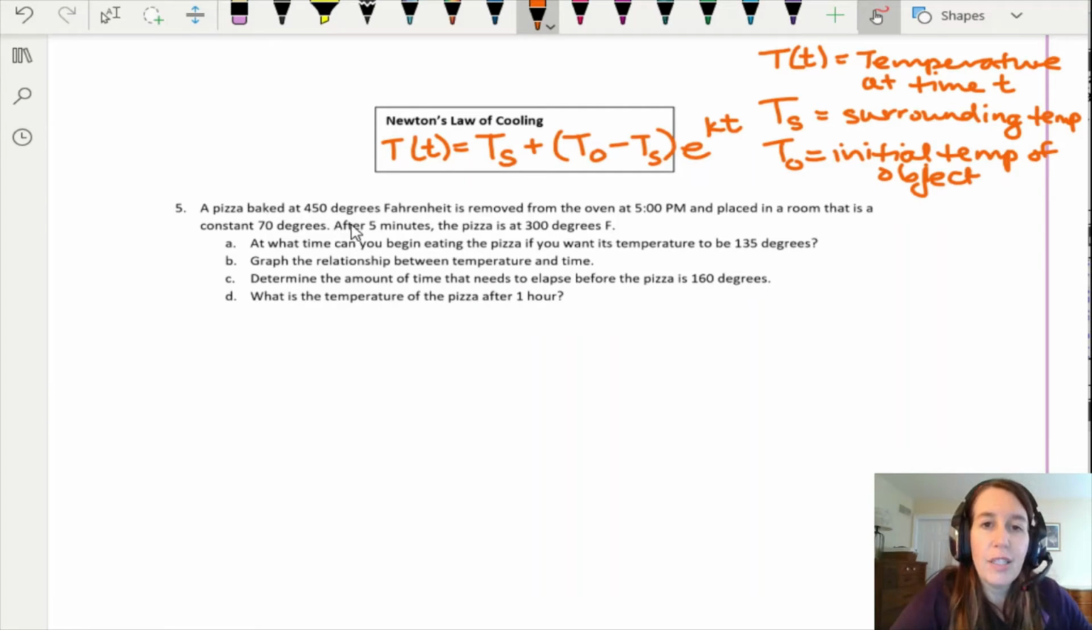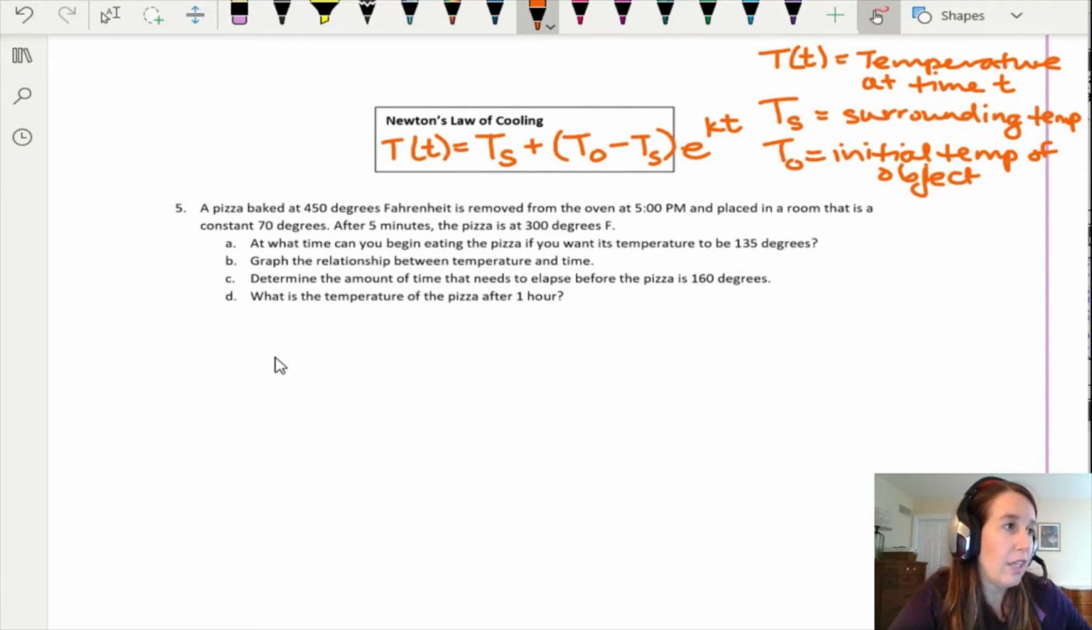After 5 minutes, the pizza is at 300 degrees, okay? So 300 is still pretty hot, but it's cooling down enough that maybe you could blow on it and eat it. And notice that it did that in 5 minutes. At what time can you begin eating the pizza if you want its temperature to be 135 degrees? You don't want to burn your mouth on that cheese, right? So that is a loaded question. There's a lot we have to do before we can answer that question. Once we do all that work, the other parts of the question are pretty simple to do, okay?